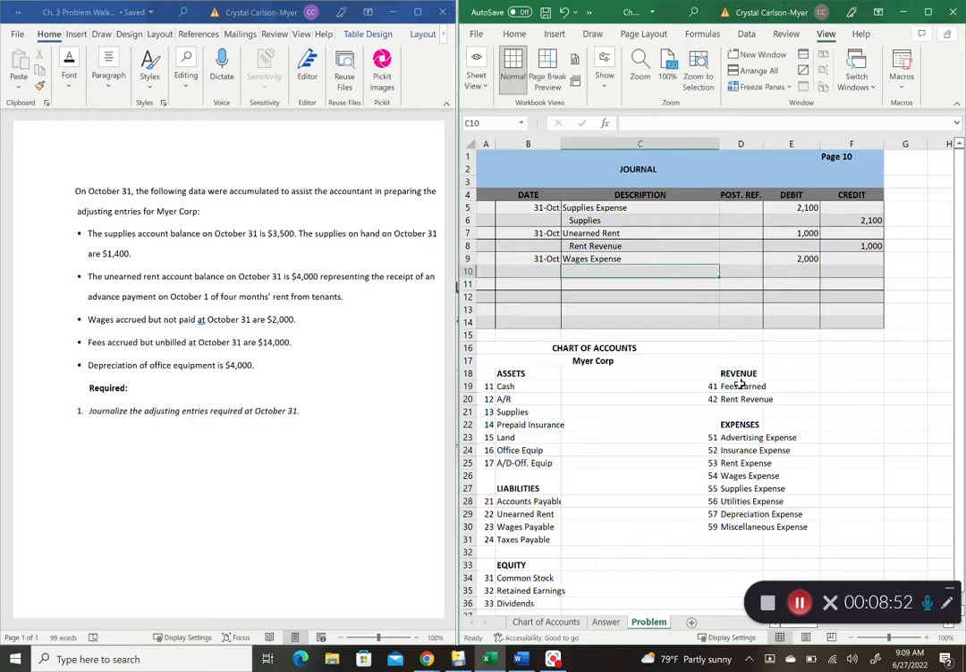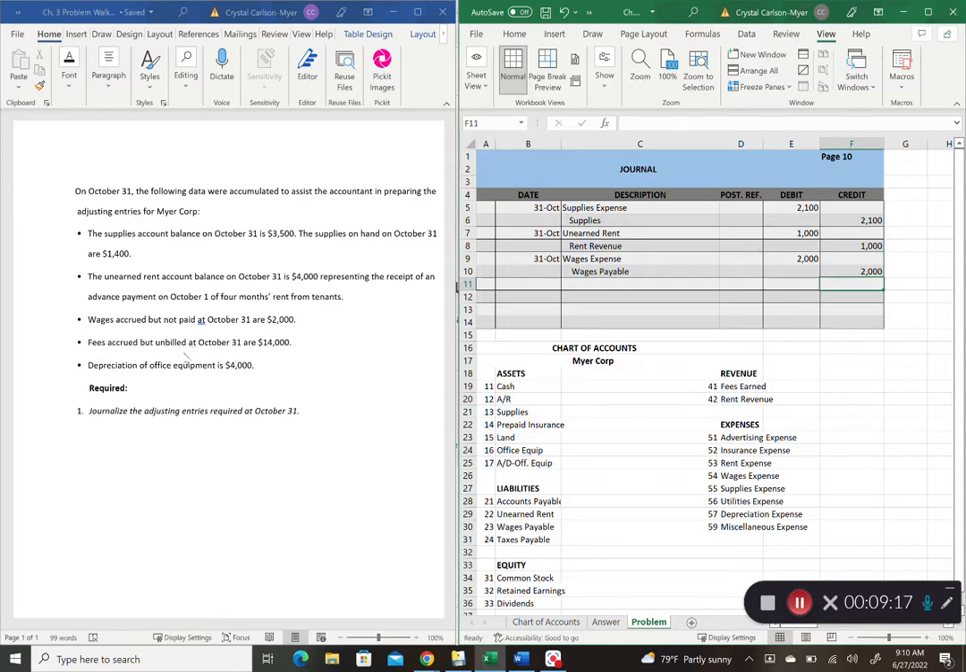Again, we're not paying it out, so we're not going to credit cash. We're going to credit a liability because we owe it to our workers. So we have a wages payable. If you look down in your liabilities section on your chart of accounts, we do have an account called wages payable. And we're going to credit that. So we have at least one debit, at least one credit. They balance, and they are two separate accounts. So we're done with that entry. Let's go ahead and look at the fourth one.